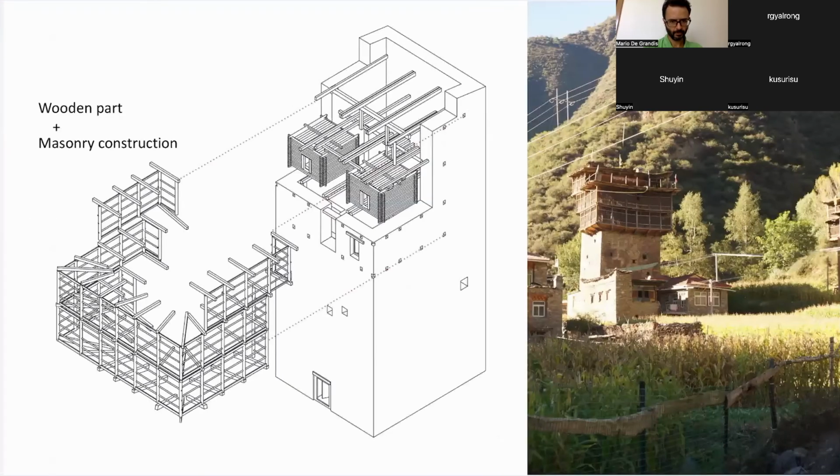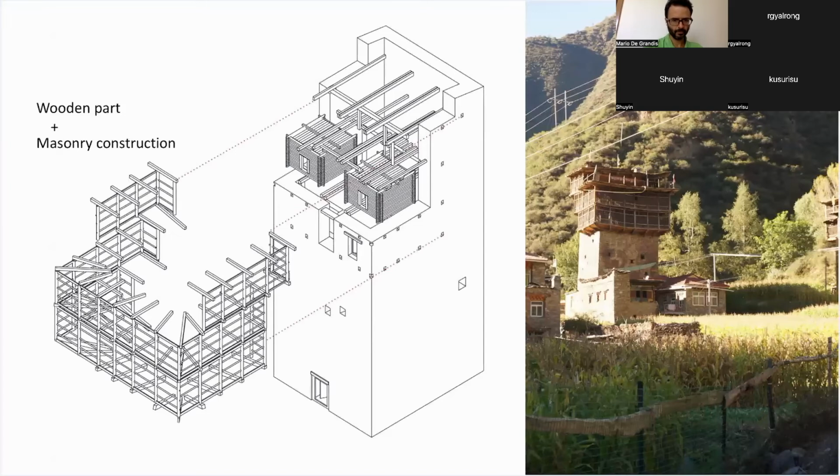Now let's come to the part about how people build such buildings. Many local tower dwellings are built with quite a mixed structure. It mixes wood and stone structure.